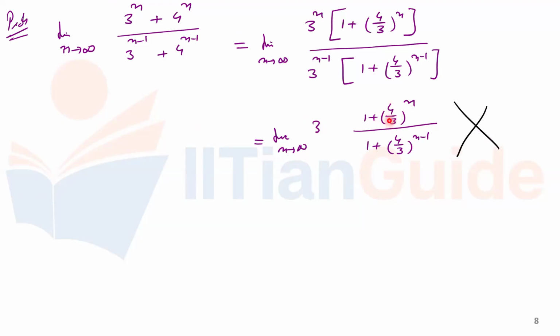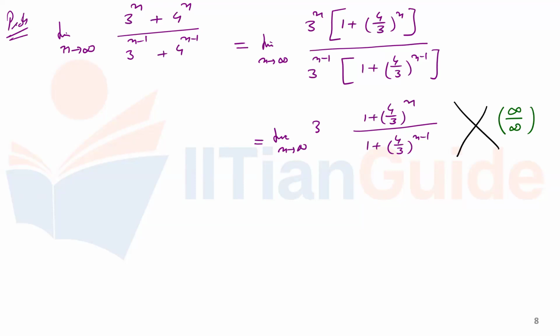It is more than 1. Its power infinite is infinity. The same thing here. So I'm having infinity by infinity form again. पहले भी infinity by infinity के फॉर्म में था, अभी भी infinity by infinity के फॉर्म में है. I cannot proceed further. अब नहीं कर पाएंगे. ठीक है. So whatever we have written is correct, but I cannot get the result.